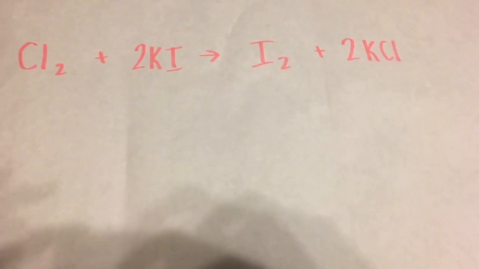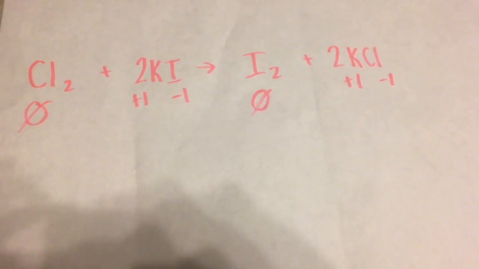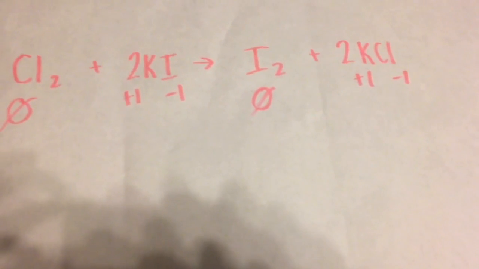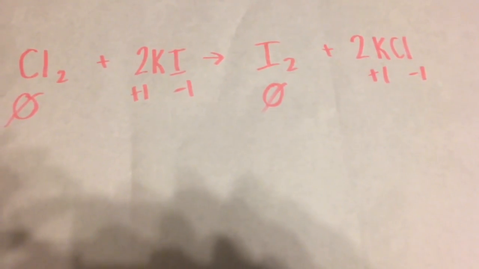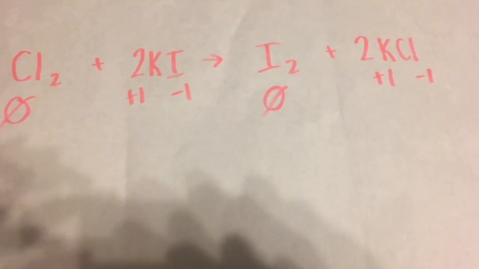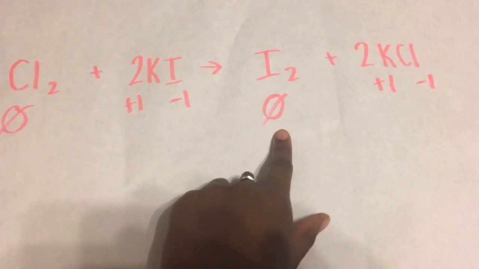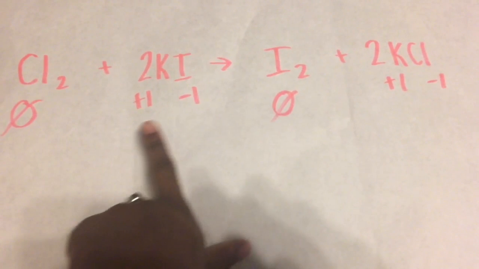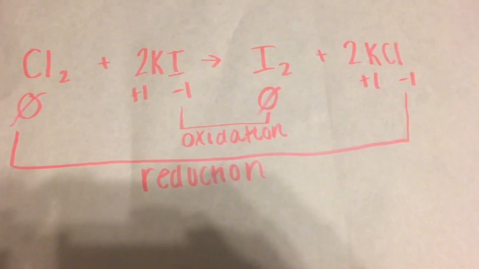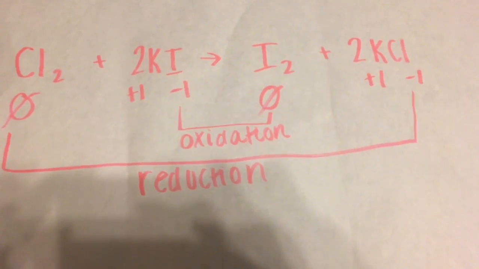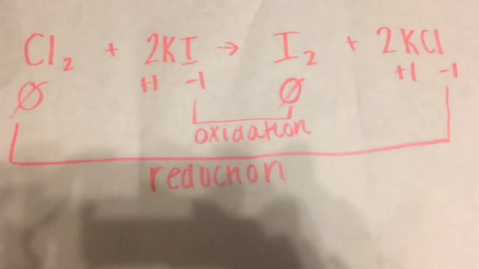Walk you through step by step on how we would solve one of these redox reactions. So first you're just going to write down your reaction and make sure that it is nice and balanced. Next, we are going to assign oxidation numbers. So any element in its periodic state will have an oxidation number of 0. And then next we are going to look at how the oxidation numbers change between elements.